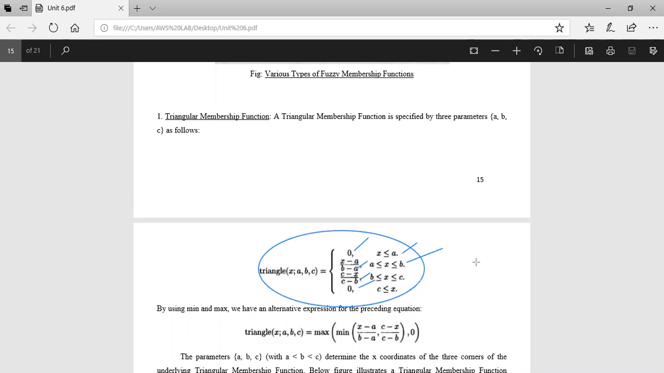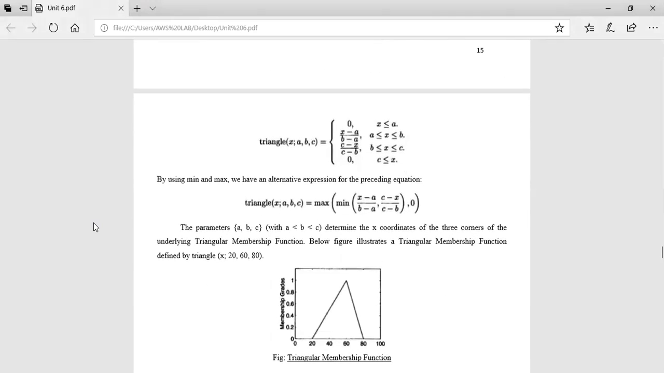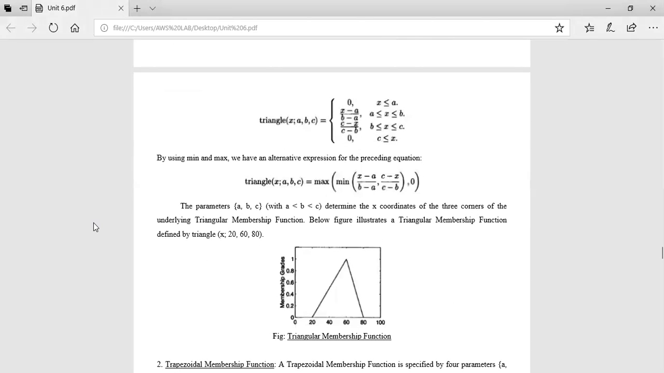And in order to mention some more, what should we mention next? By using min and max, we have an alternative expression for the equation. See, by using the min and max functions also, we have an alternate equation. So triangle of x colon a comma b comma c. On the left side of the equation, it will not change in any circumstance.